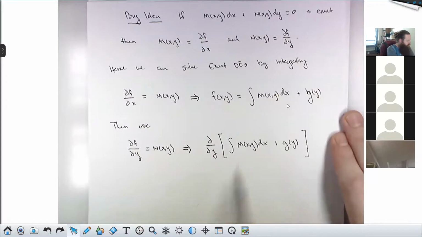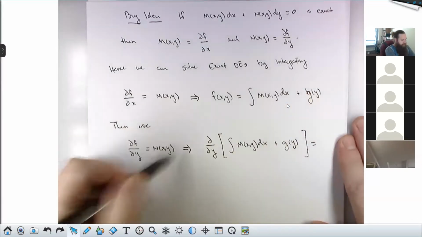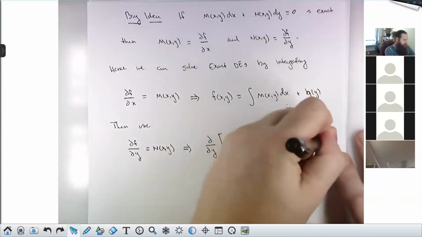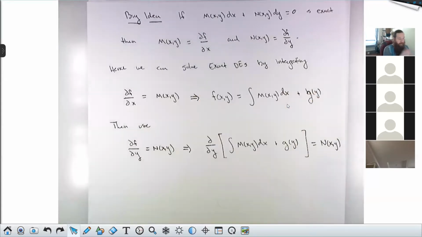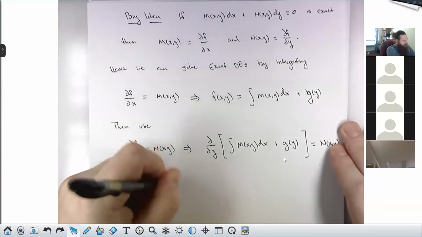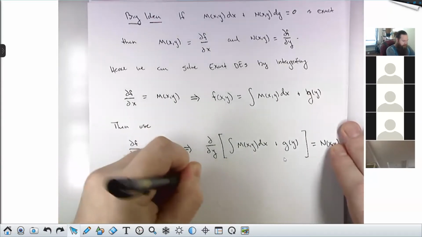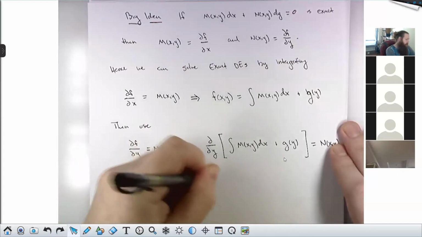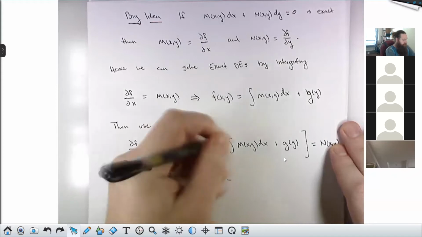So this should be equal to n. And that'll give you something you can solve. You'll take the regular derivative here, you'll take the partial derivative here, and then you'll have an integral equation. You'll have like g prime of y equals some stuff, and you'll try to evaluate that. So this yields g prime of y equals n of xy minus the derivative here.